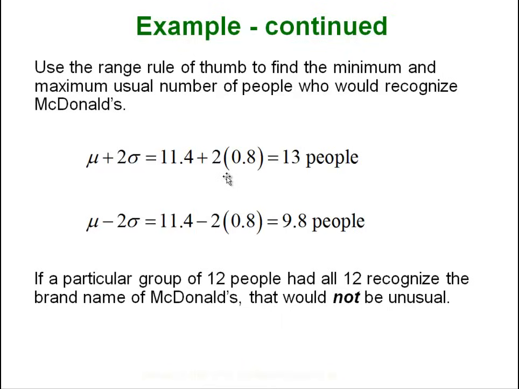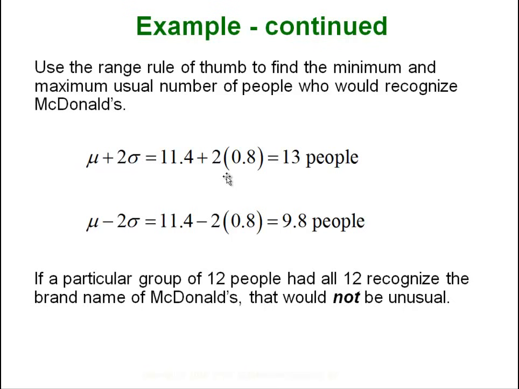And you go, well, no, duh, because we only grabbed 12, so how could we have 13 or more? Again, silly result only because the numbers are so small. But on the other end, if we had 9.8 or fewer, that would be considered unusual. So 10 wouldn't be considered unusual, but 9 would. So if we got a sample of 12 and only 9 of them recognized McDonald's, that would be considered an unusual result. And that's the end of binomial distributions.